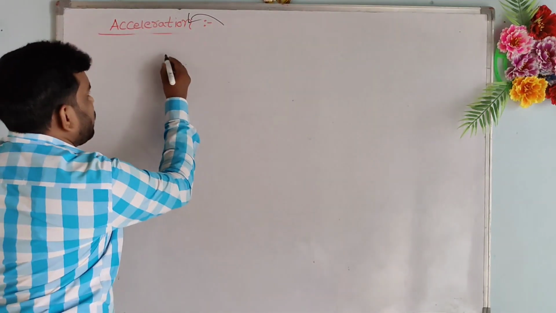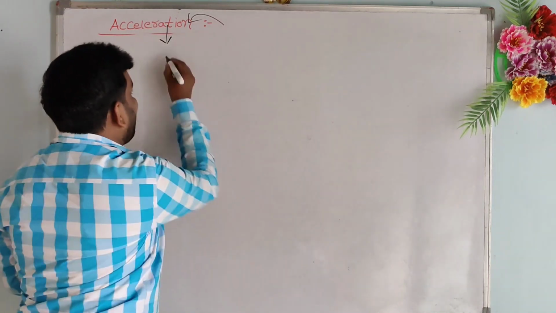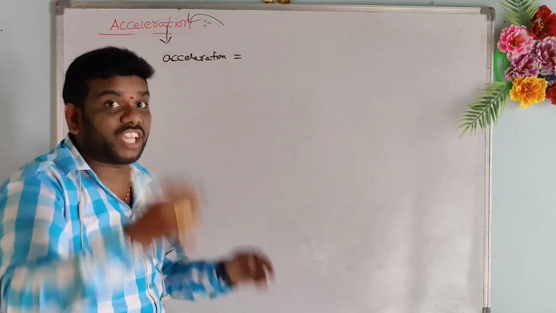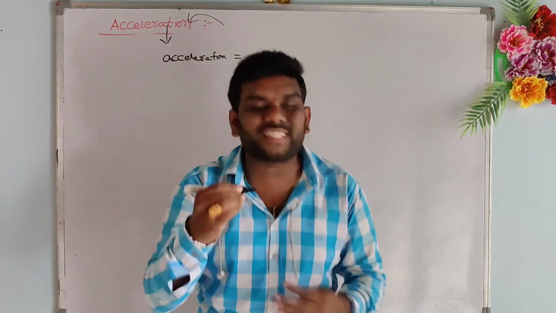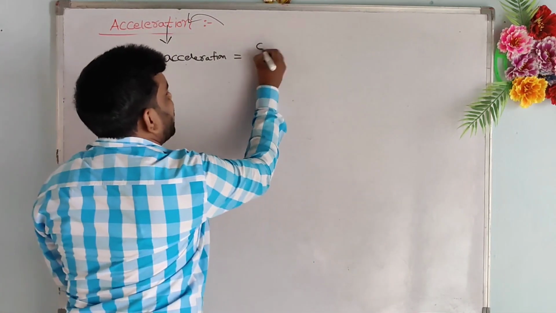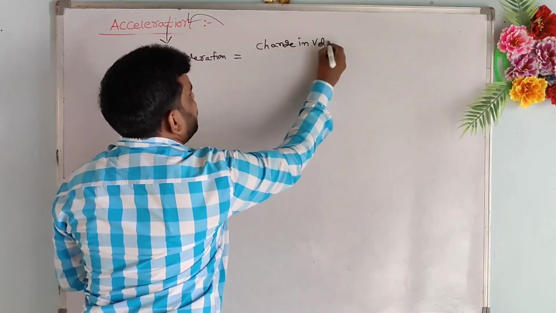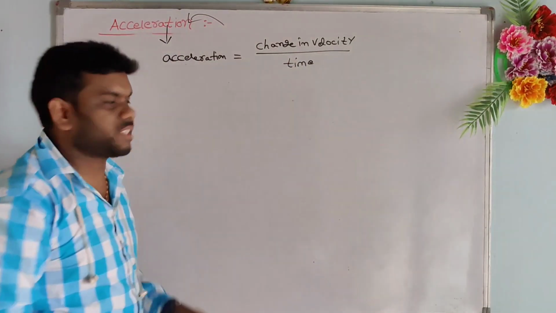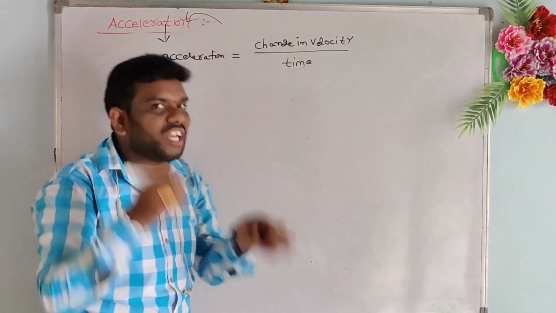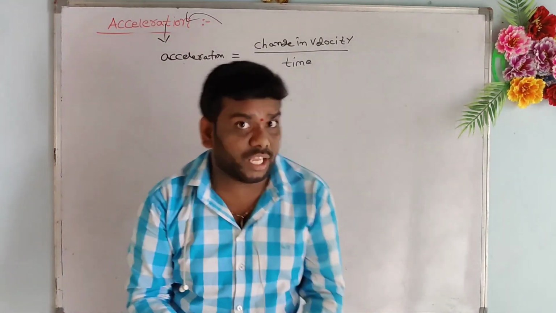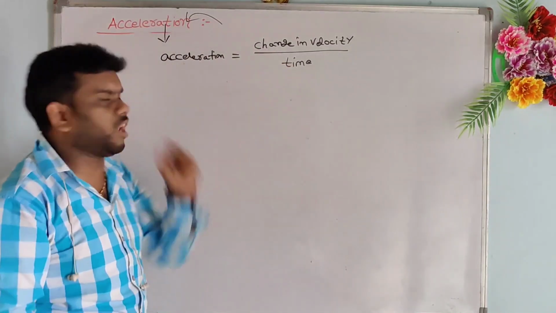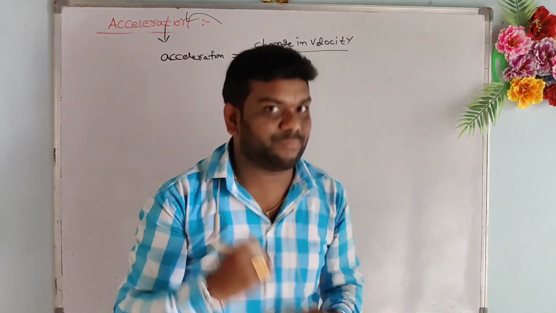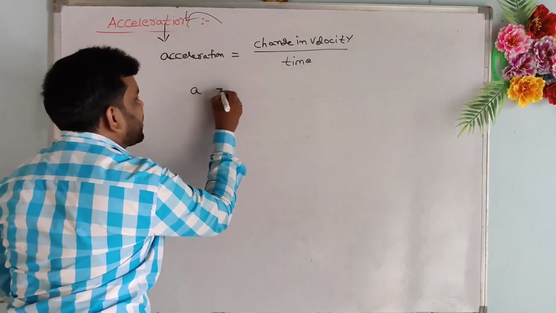Yes, let us discuss. Acceleration is denoted by the symbol A. So acceleration is equal to the rate of change of velocity. Already I told you, rate means it is nothing but divided by time. Change in velocity, and what else changes? Time also changes. The rate is nothing but dividing by time. Whenever we divide by time, that is called rate. The rate of change of velocity is called acceleration. So acceleration is equal to change in velocity by time. Here acceleration is denoted by symbol A.